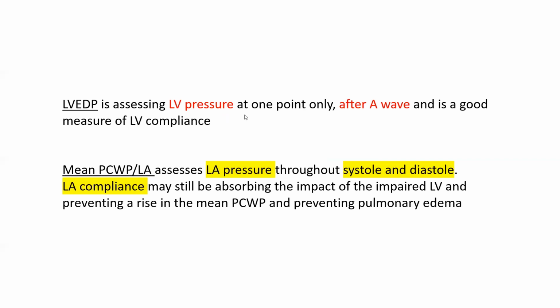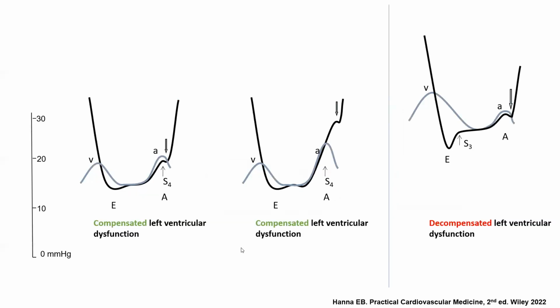LVEDP is assessing LV pressure at one point only, after the A wave, and is a good measure of LV compliance. Conversely, mean wedge pressure assesses LA pressure throughout systole and diastole and reflects LA compliance, particularly when we have a large V wave. So LA compliance may still be absorbing the impact of the impaired LV and preventing a rise in the mean wedge pressure and preventing pulmonary edema. So those are more illustrations of those concepts.